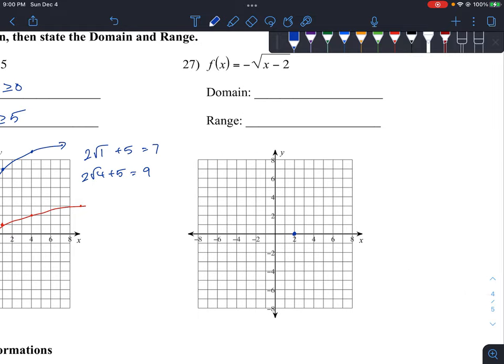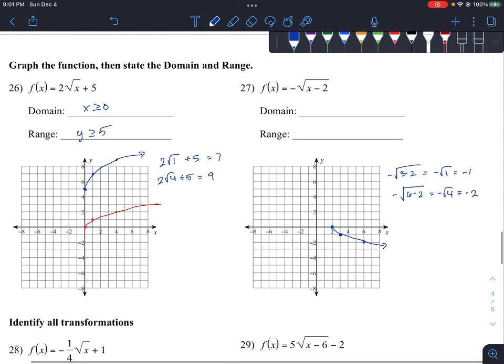So then you can plug in some points. So you can plug in 3 if you need to. So it's going to be negative square root of 3 minus 2. That's going to be negative square root of 1, which is equal to negative 1. And then let's see, we could plug in 6. 6 would be a good number because then I get negative square root of 6 minus 2. And 6 minus 2 is 4, so I get negative square root of 4. So this is going to be equal to negative 2. So right there, and that should probably be good enough.